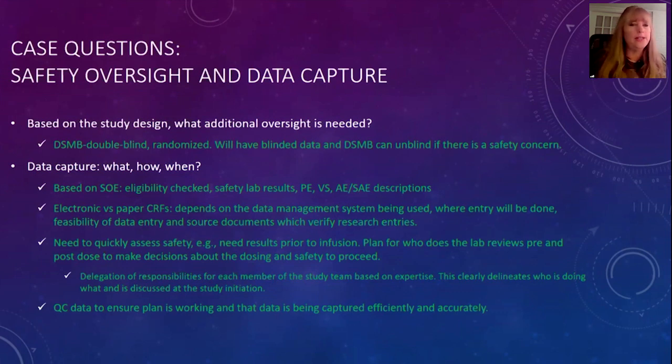A DSMB would be needed because it's a double-blind randomized study. The data will be blinded to the participants and investigators. The DSMB can unblind the data if they suspect a safety concern.